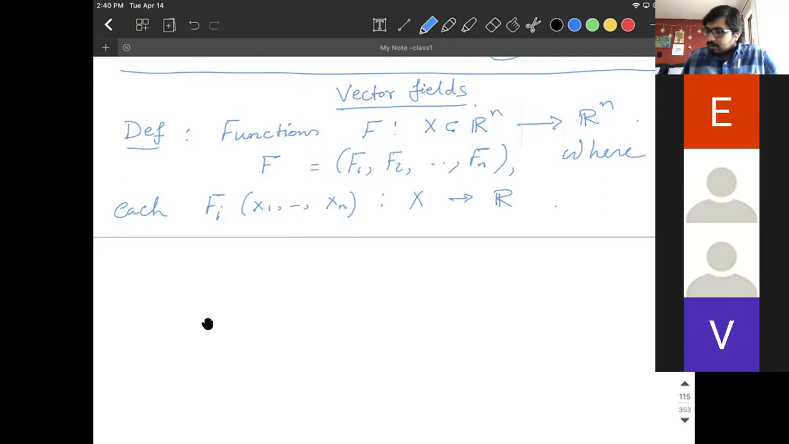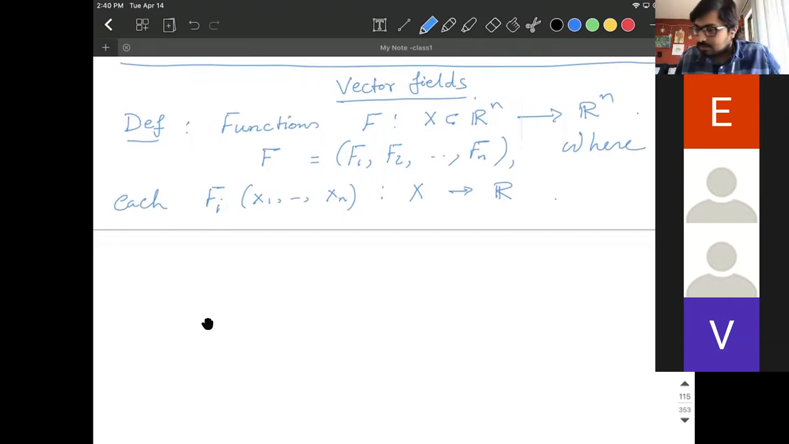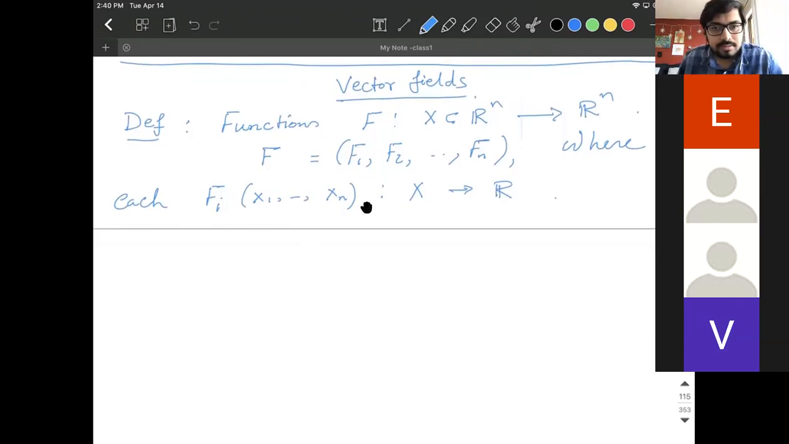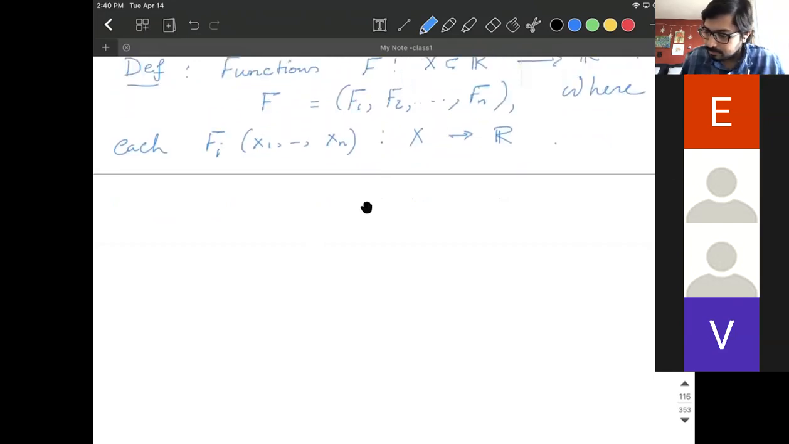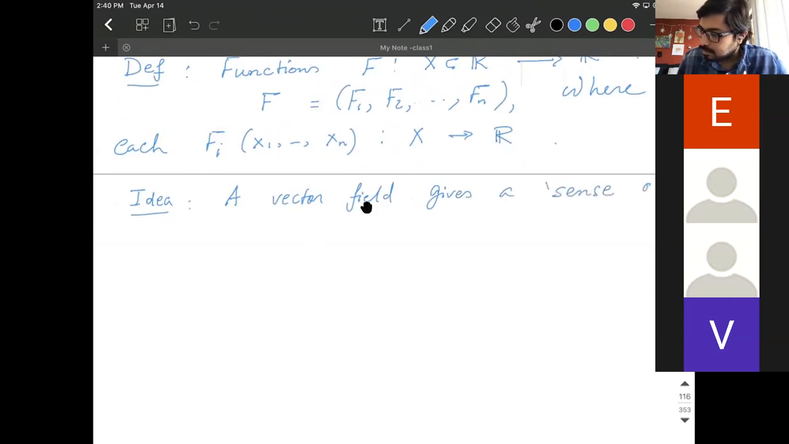Okay, so what do we have here? So this is the definition of a vector field. Now let's see, more than the theoretical definition, the important thing is, what does a vector field give? So a vector field gives a sense of direction.